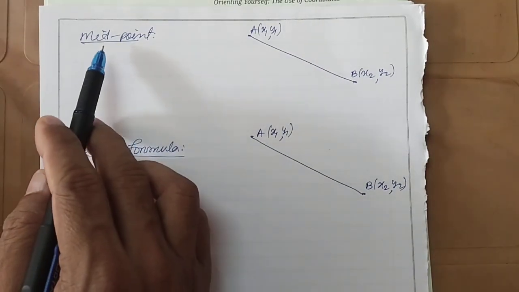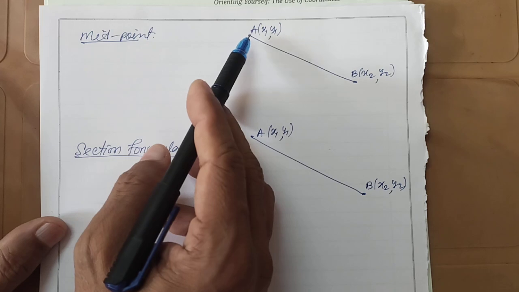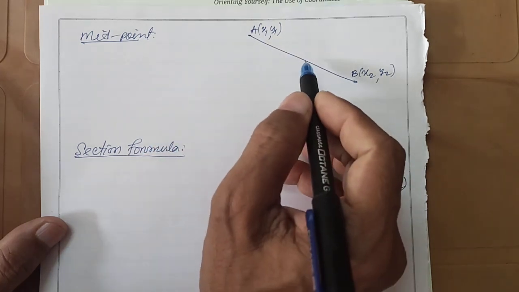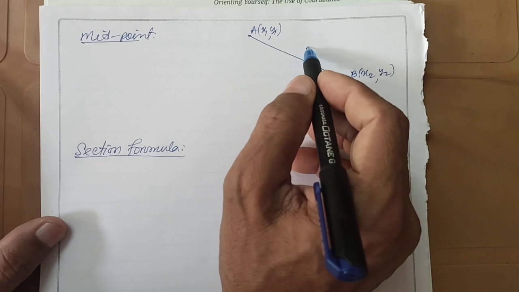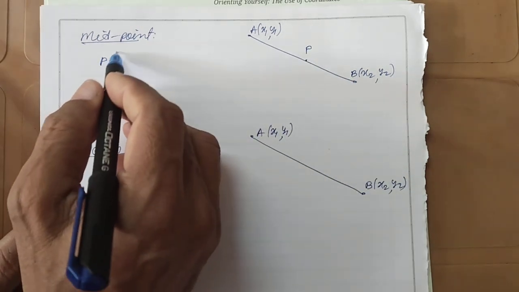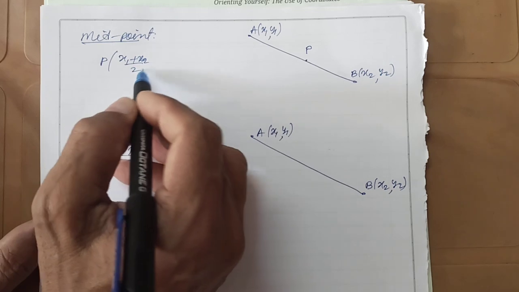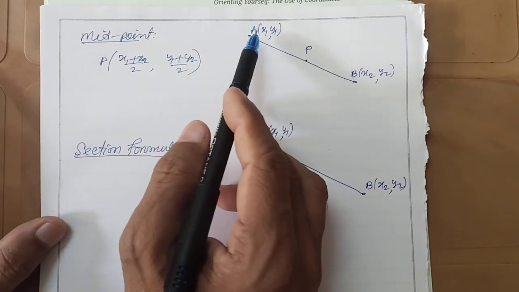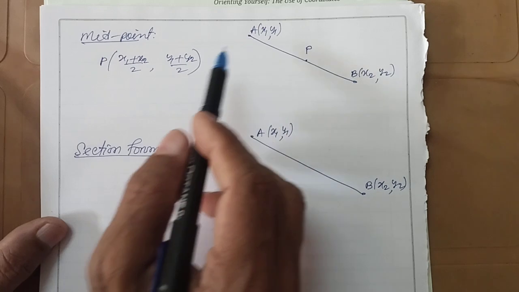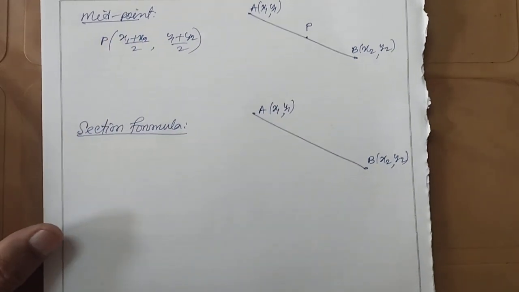Before, we have discussed the midpoint of a line segment joining any 2 points. A and B is a line segment and you want to find its midpoint. Let us mark it point P, and the midpoint is given by the formula (x1 plus x2) by 2 and (y1 plus y2) by 2. These points will be given, maybe 3, 2, 4, 5, and we can just put the values and calculate and get the midpoint. We have discussed it before.